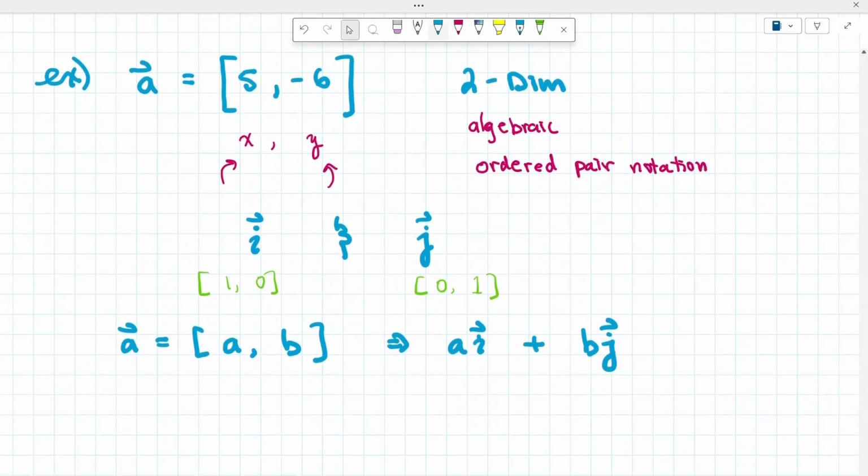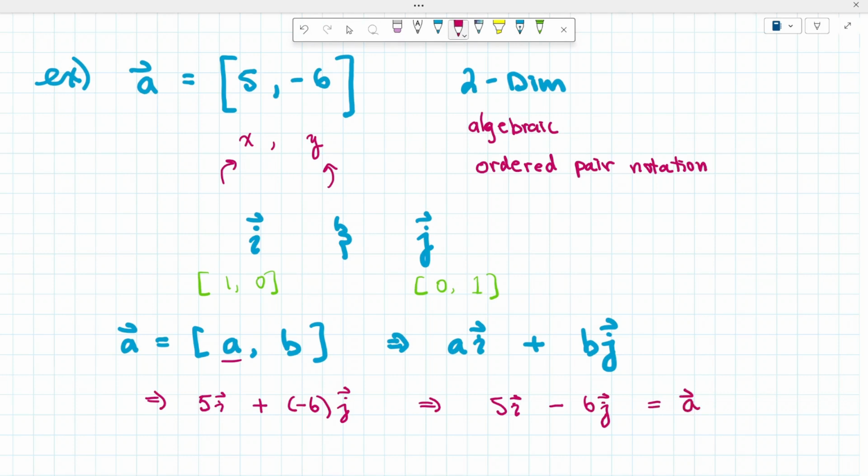So let's go ahead and do that. Now that we have this information, this is actually a very easy problem. Our a, or x, is going to be 5. We multiply that by i, and then plus, in this case, negative 6 times j. So we can simplify that such that we have 5i minus 6j, and this equals our vector A. And this helps us understand the components.